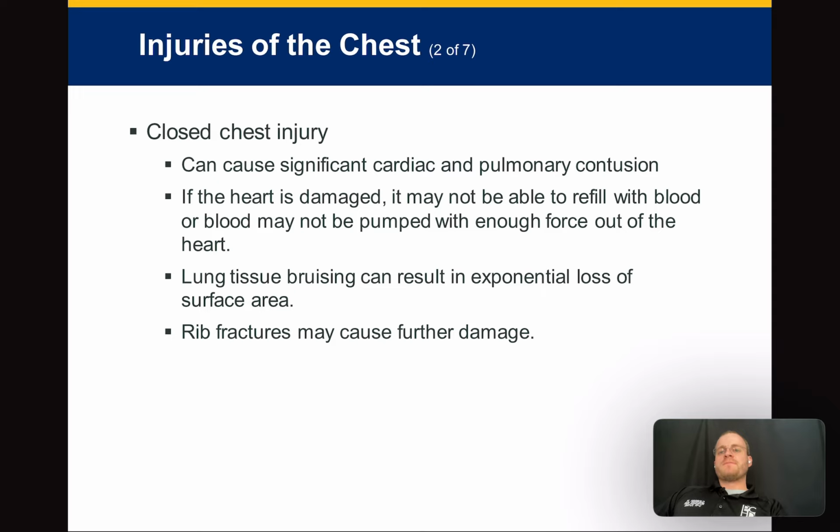And so closed chest injury can cause significant cardiac and pulmonary contusion. What's a contusion? A contusion is the medical word for a bruise. Good. And so you can get bruising on your heart and your lungs. And remember, bruising is a hematoma, right? This is when blood vessels break underneath the tissue. You could imagine getting a baseball bat to the chest. Just like you're going to bruise externally, you could still bruise internally. And so your heart and lungs can actually bruise.